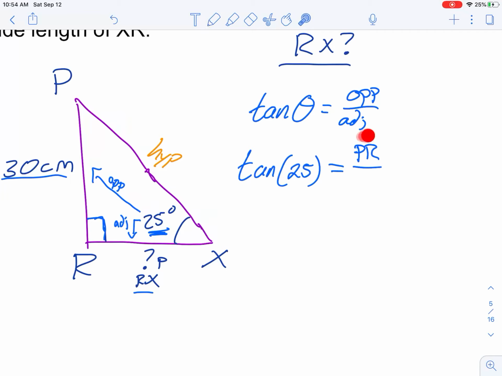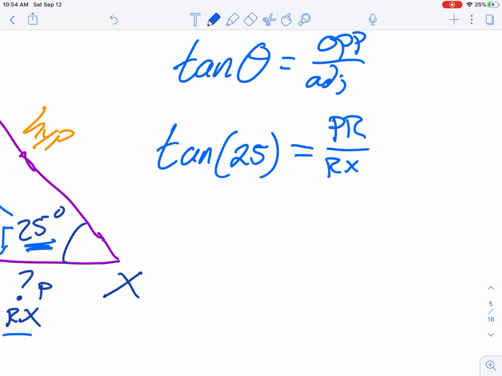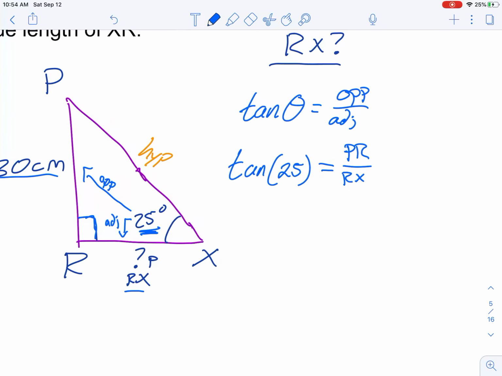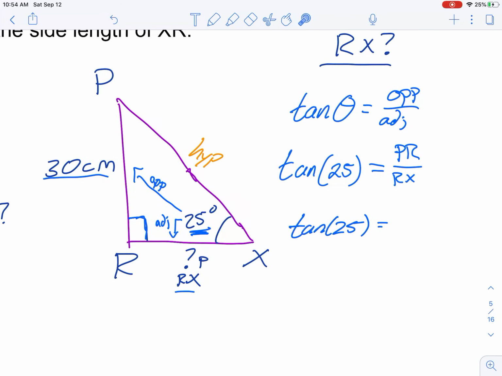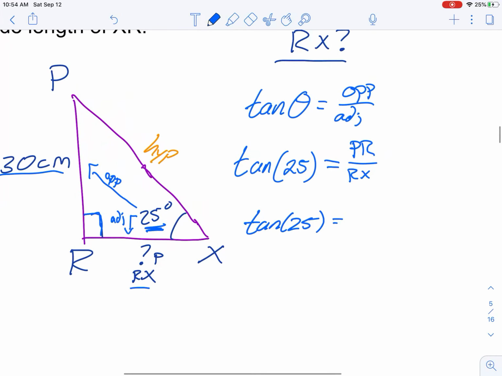Then we're looking here, what's the adjacent side? The adjacent side is R to X, which is what we're trying to solve for here. So let's plug in the values that we know. Again, we already know tan 25. PR is 30 centimeters.